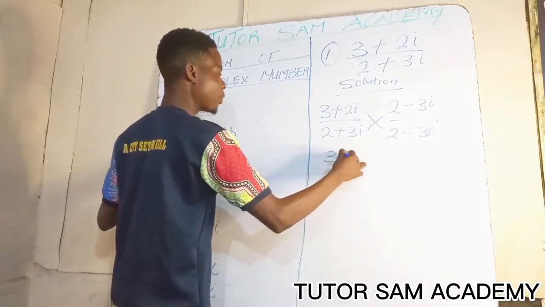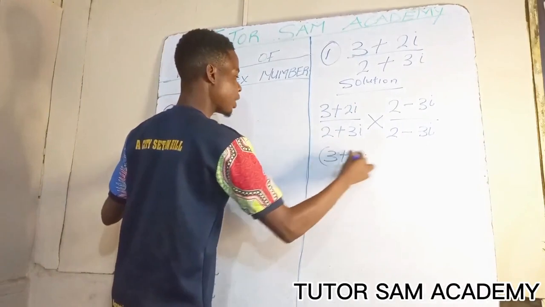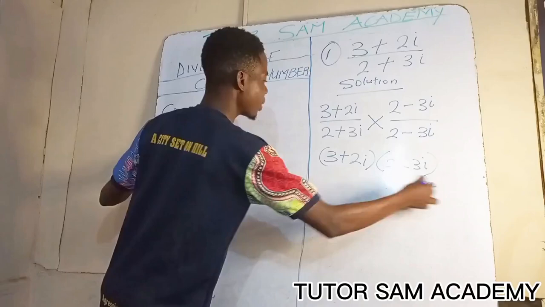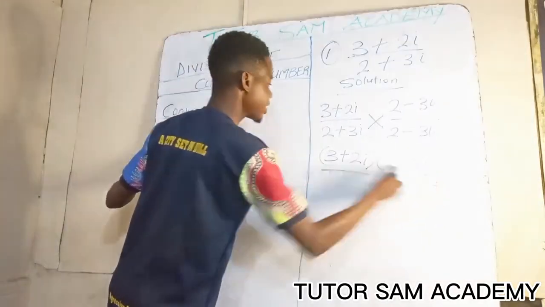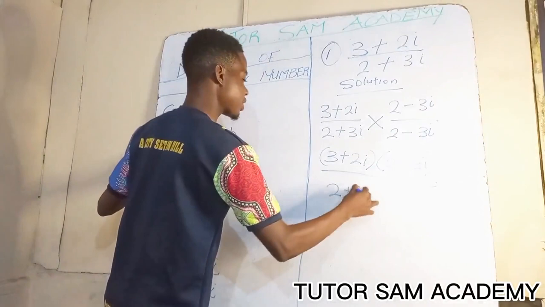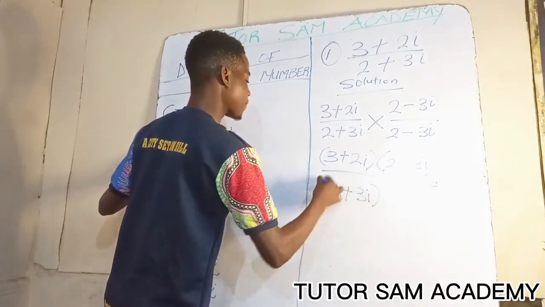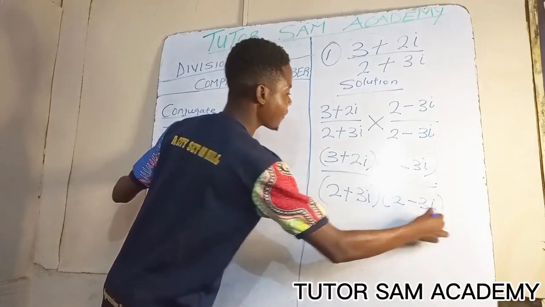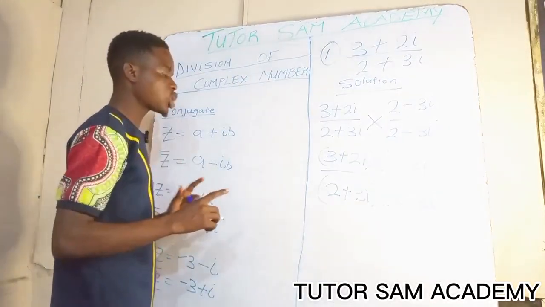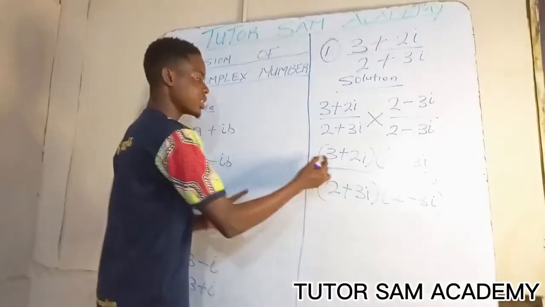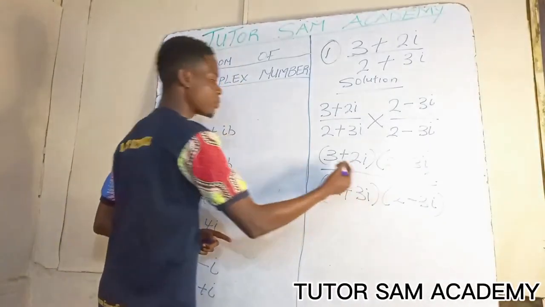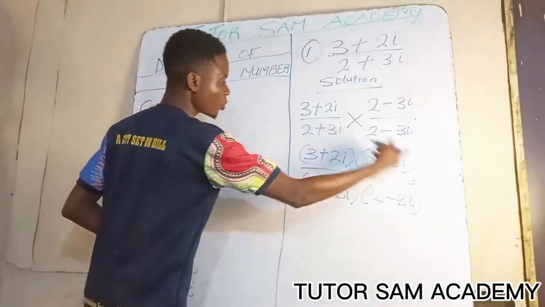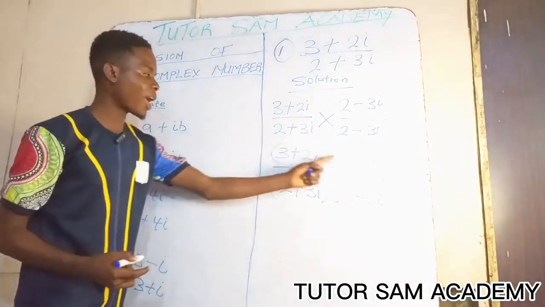So here we can now come to expansion. We can say this is (3 plus 2i) in a bracket, times (2 minus 3i) also in a bracket. For the denominator, this is (2 plus 3i) times (2 minus 3i). Now we can expand. I teach you how you expand in mathematics. You use the first one to multiply the first and the last one, then use the second one to also multiply both. So let's go. 3 multiplied by 2 gives us what?